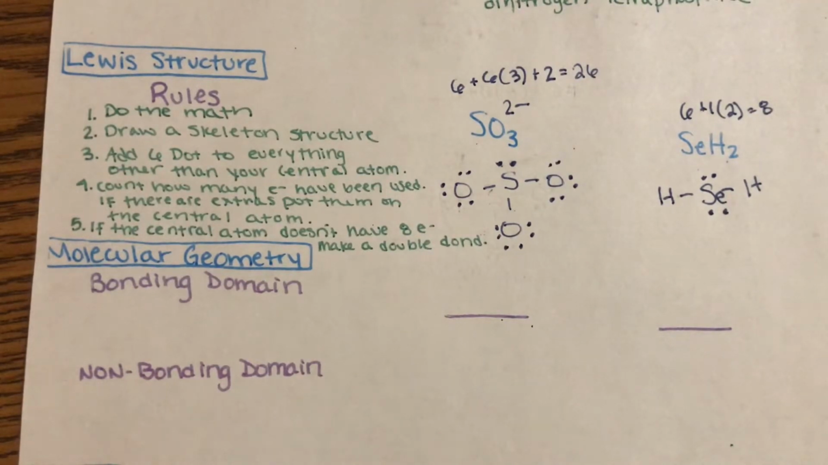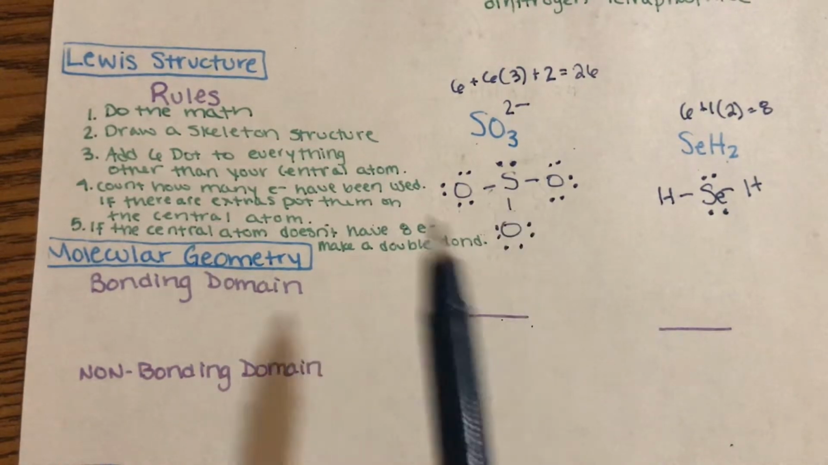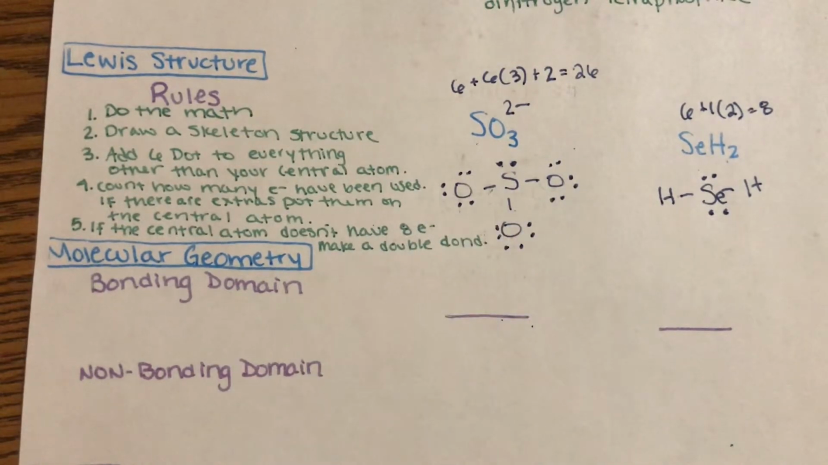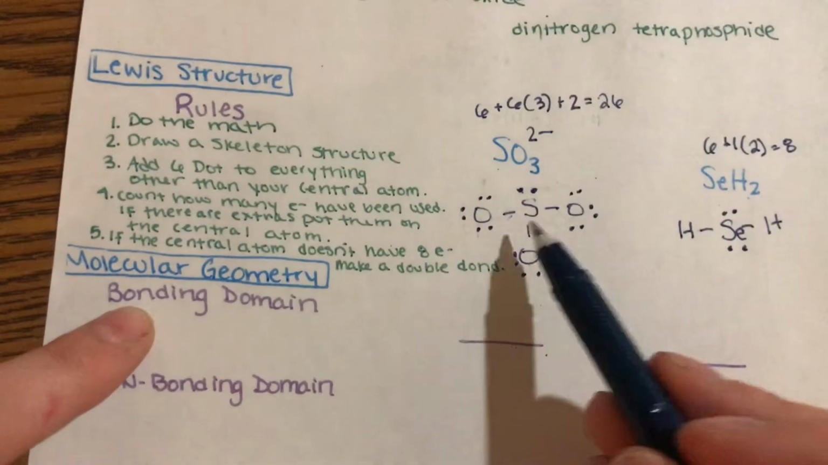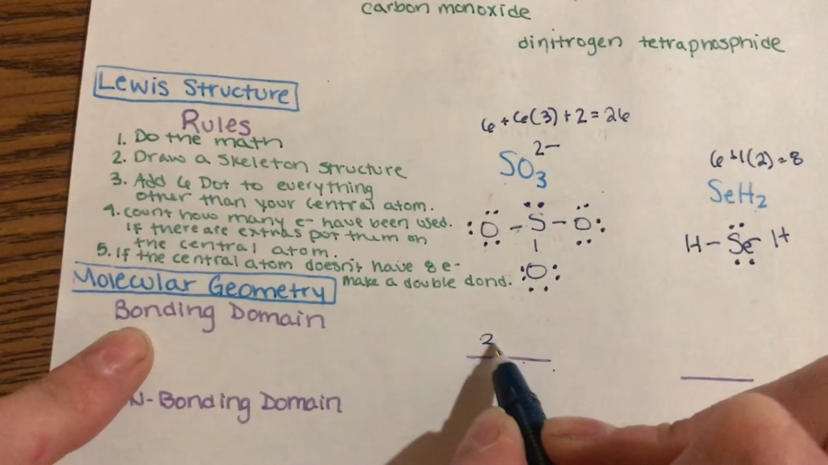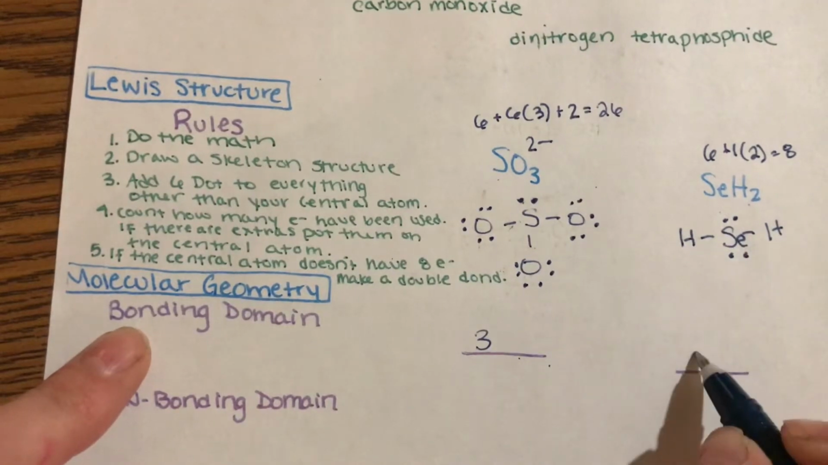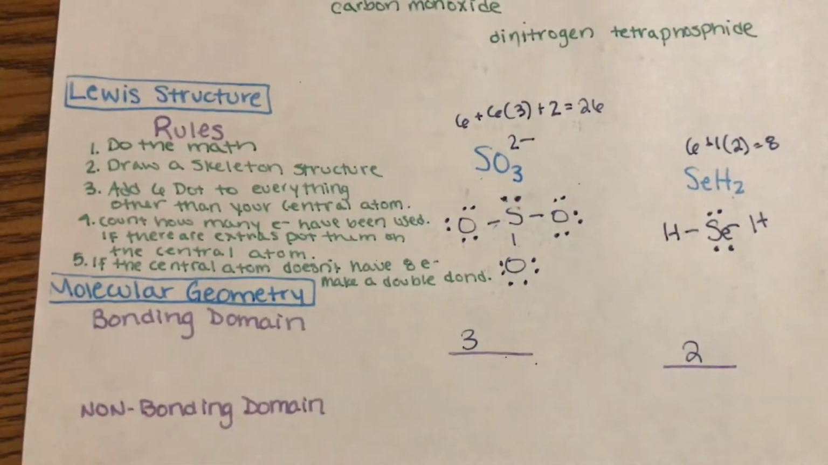So here we had to look at how many bonding domains and how many non-bonding domains we have. So remember, your bonding domains are how many elements are off your central atom. Remember, a single, double, or a triple bond all counts as one bonding domain. So here I have 3 bonding domains. Over here I have 2 bonding domains.